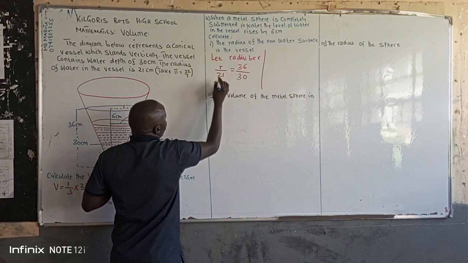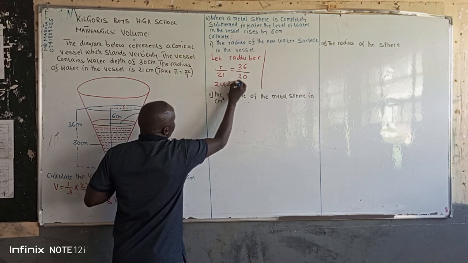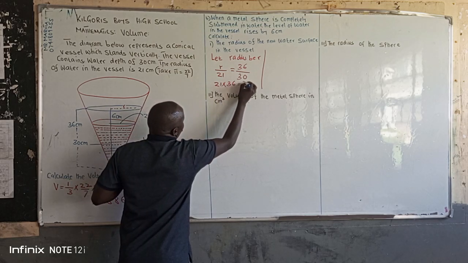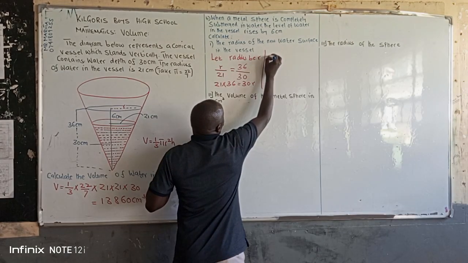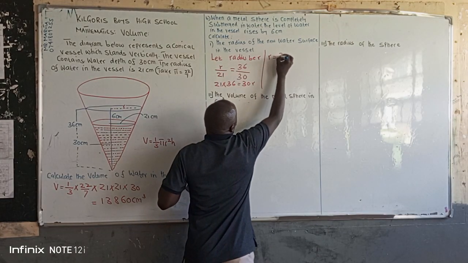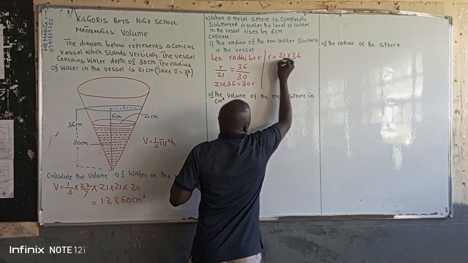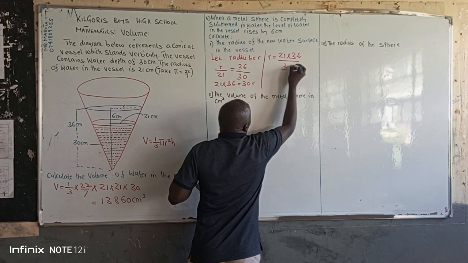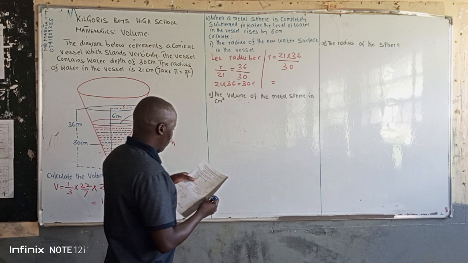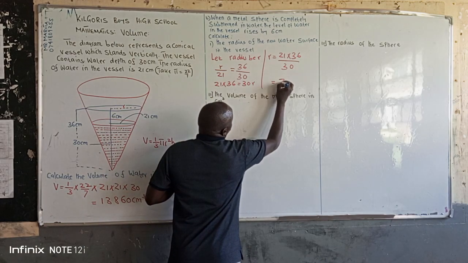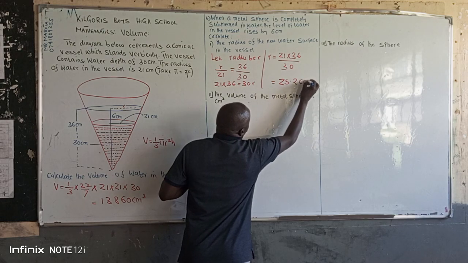So from here, we cross multiply. We have 21 multiplied by 36 equivalent to 30 times r. So to get the radius, r is equivalent to 21 multiplied by 36, then you divide it by 30, and the radius will give us 25.2 centimeters.